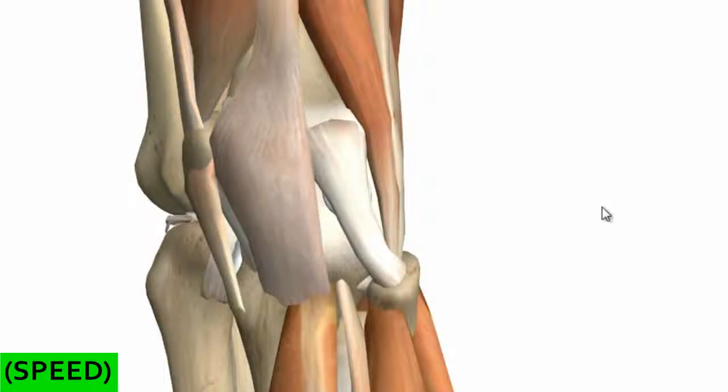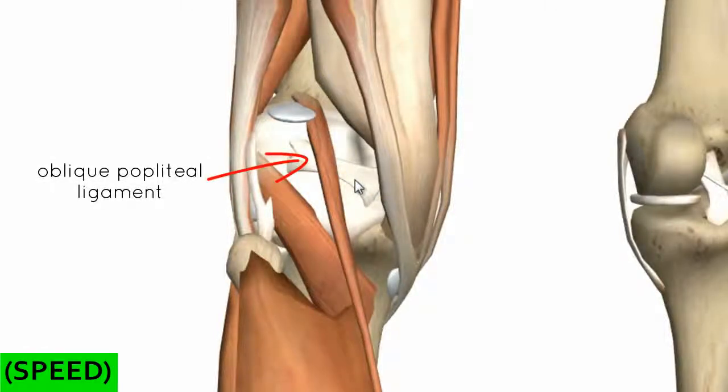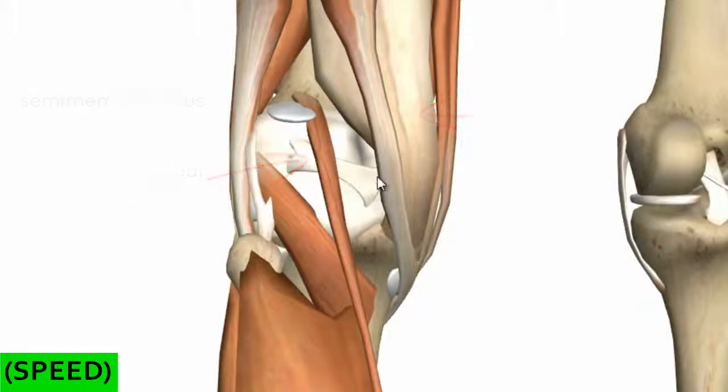And if we rotate around to the back, you can see this ligament which sort of arches over the back of the joint capsule, and this is called the oblique popliteal ligament. So this is actually an extension from this tendon. So this is the semimembranosus tendon, which attaches onto the tibia, and it gives off this ligament called the oblique popliteal ligament, which reinforces the posterior aspect of the joint capsule.